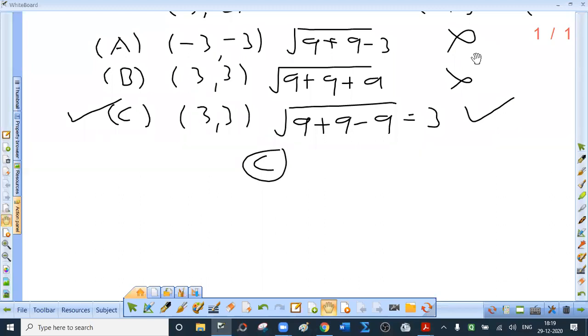Second, if the lines 2x minus 3y equal to 5 and 3x minus 4y equal to 7 are the diameters of a circle of area 154 square unit, then find the equation of the circle. Okay, so we have to consider these options one by one. Basically, the center lies on the diameter. What is the center of the first circle? It is 1, minus 1. See whether the coordinates satisfy the equation.